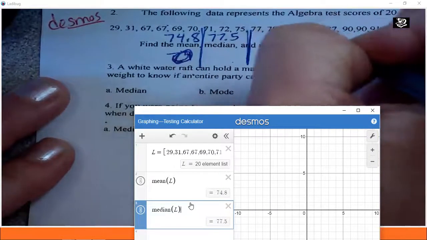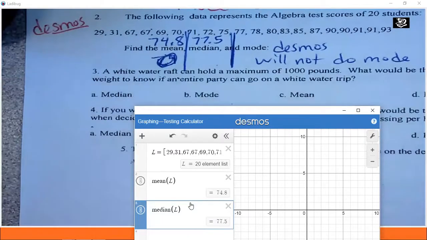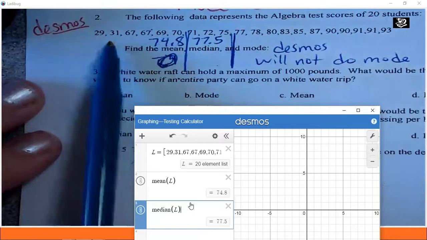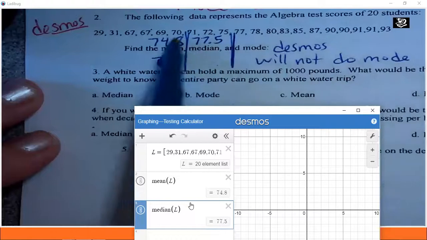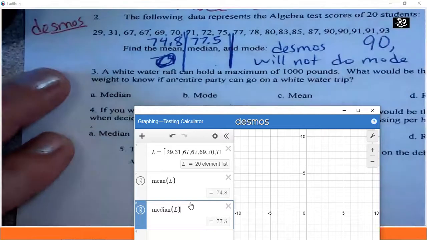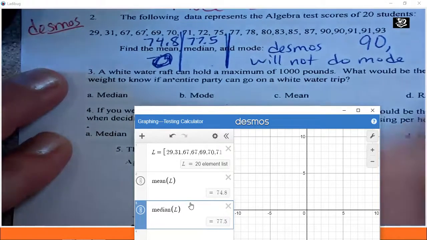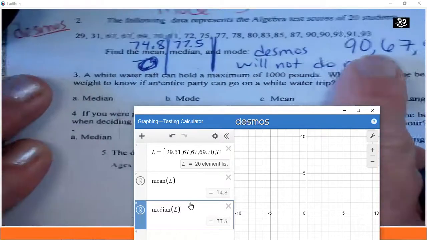Desmos will not do mode. All right, but mode is pretty easy. What did we say that mode was, Chase? Yeah, so if you look at this one, which number occurs the most? Anybody? So 90 occurs 2 times. Is there any other number that occurs 2 times? 67, any other one? And 91.